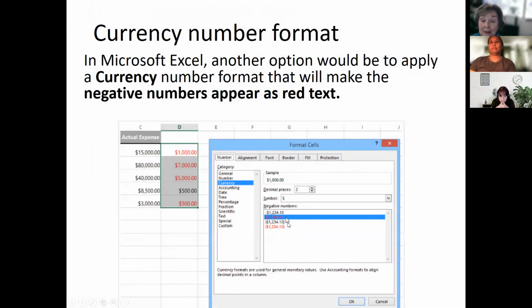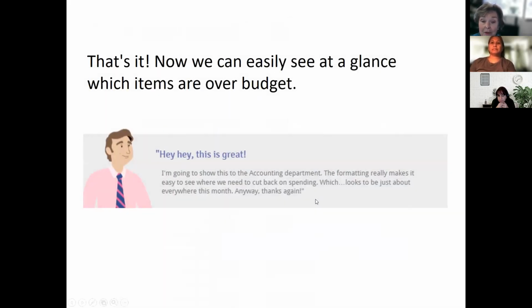Or you can go to your format numbers area, and under currency, you have an option to make your negative numbers simply red or red with parentheses around them. You can also just make it a negative number or a negative number with parentheses around it, but the red makes it stand out. So if you make them red, they'll be more visual. But these all stand for negative numbers.